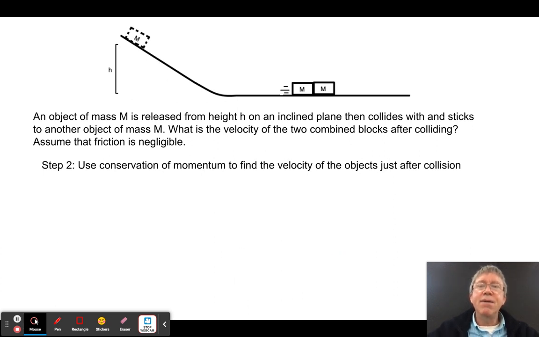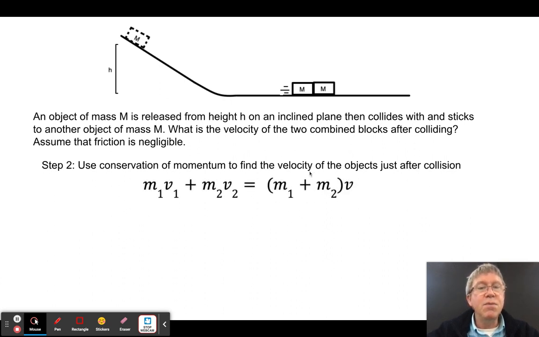Okay. Now what I want to know is how fast they're going after the collision. So when there's a collision, you must use conservation of momentum. When there is a collision, you must do that. So conservation of momentum takes this form. In this case, because it's perfectly inelastic and the two objects are going to stick together, I'm going to use this form of it to simplify things. I could still say it equals m1 v1 plus m2 v2. It's just that the v's are going to be the same afterwards. So let's see what that means.